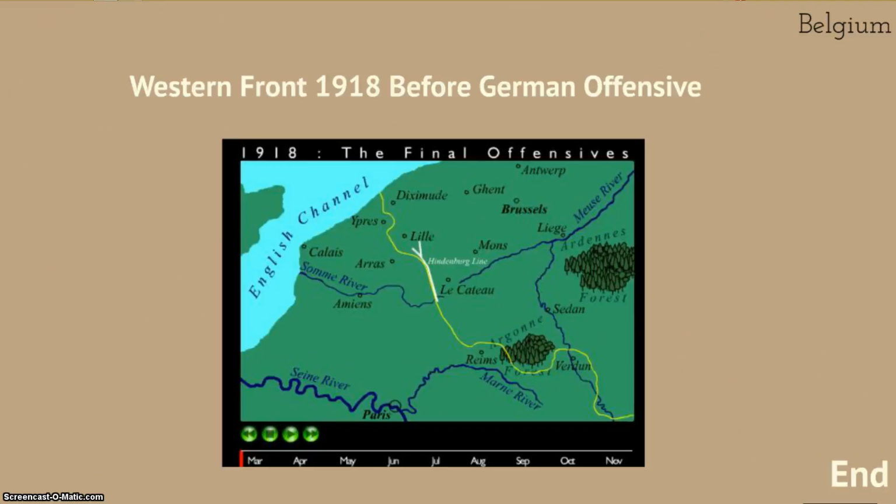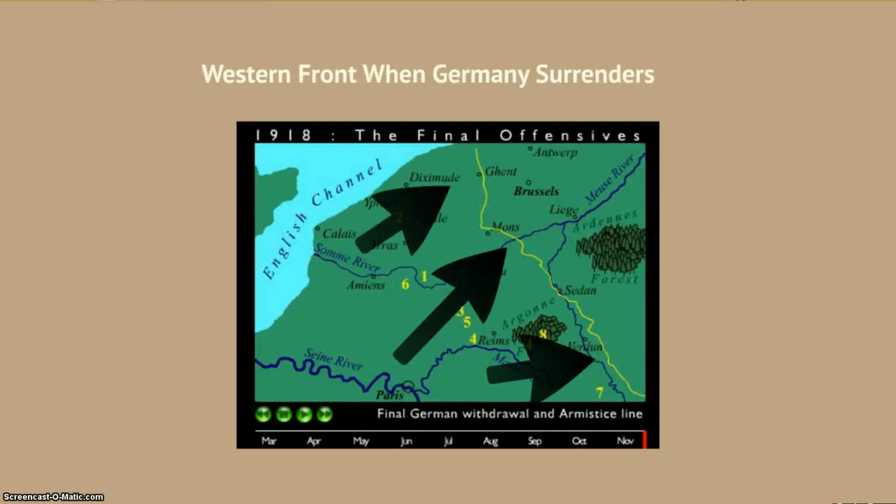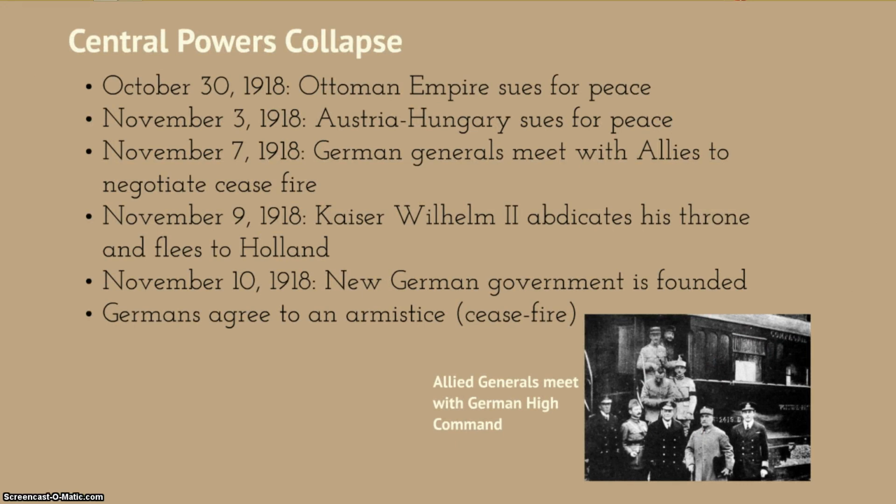Here's some more pictures you can see. This is before the German offensive, this is after, and then this is the Western Front where Germany surrenders. It's going to be pushed back, and then we're going to have, as you know, the end of the war, and the Central Powers will collapse. Here are the Central Powers.